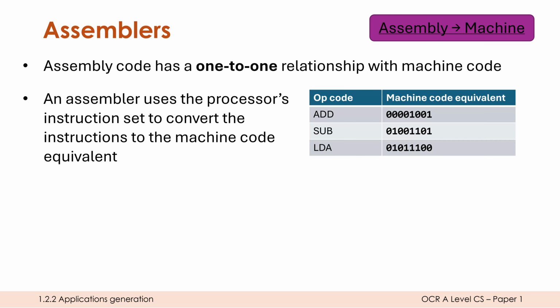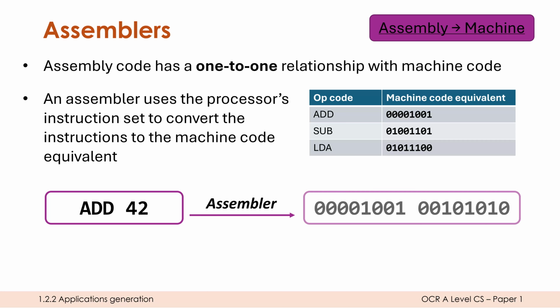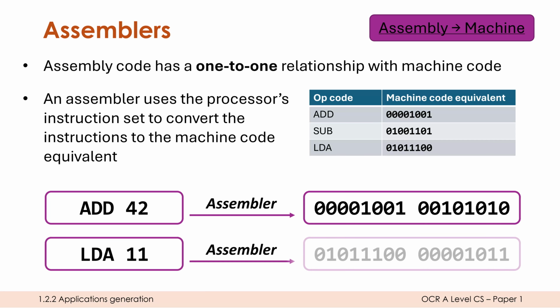So it will effectively have a table, a bit like this, but with many, many more lines to it, which substitute the assembly code instruction, like add, sub, LDA, into the machine code equivalent. And really, it's just substituting these words with the equivalent binary. So if it had a line of assembly code like add 42, it looks up what add is in the table and then also would convert the number into binary. And that's all the assembler is really doing. It would do the same with future lines of code, putting it into the equivalent machine code so the CPU is able to actually execute it. So assemblers go from assembly code to machine code.